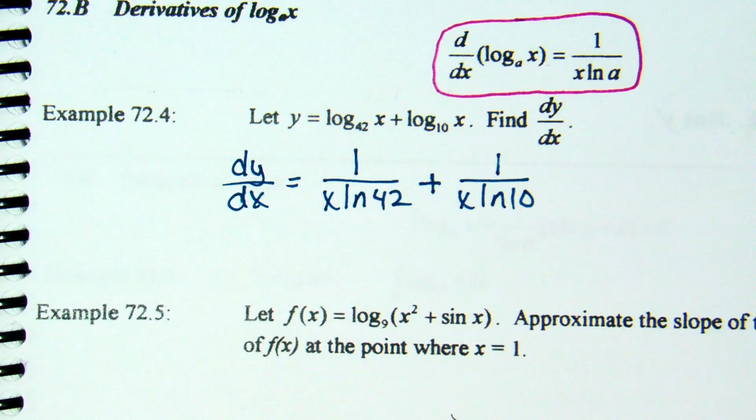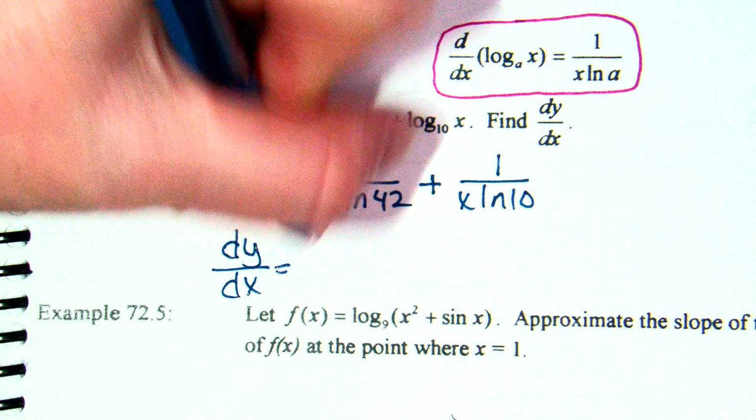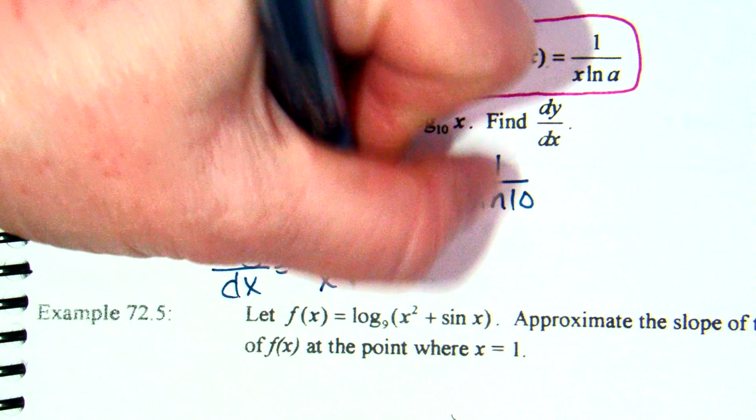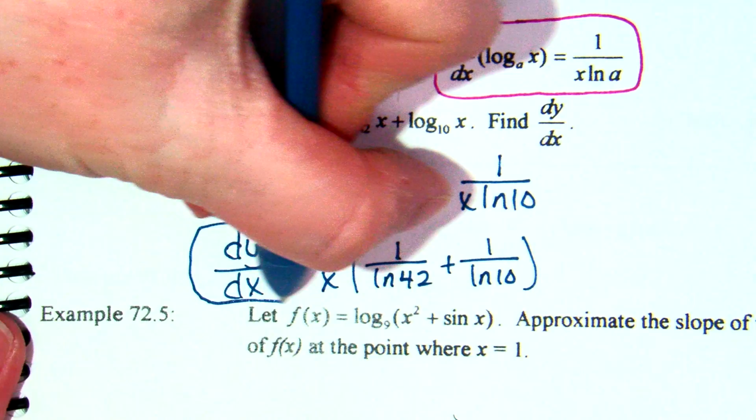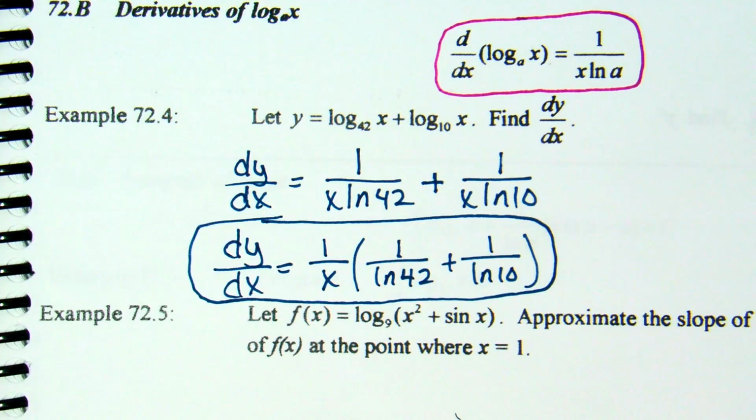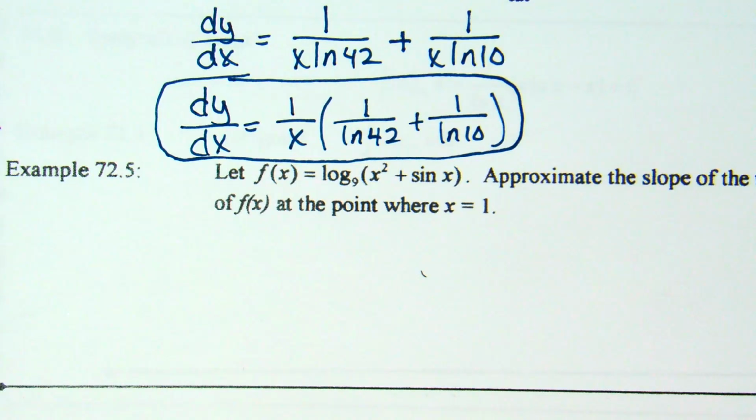Okay. I probably wouldn't complain if you leave your answers that way. One other thought though, what do both pieces of my answer have in common? They have an x in the denominator, yes. And so an alternative answer is that you could factor that x out. It's in the denominator, so you can factor out a 1 over x. And that leaves us with 1 over the natural log of 42 plus 1 over the natural log of 10. Okay, got it? Again, it comes down to memorizing. Takes a little bit of work, but they're not hard to use, at least.